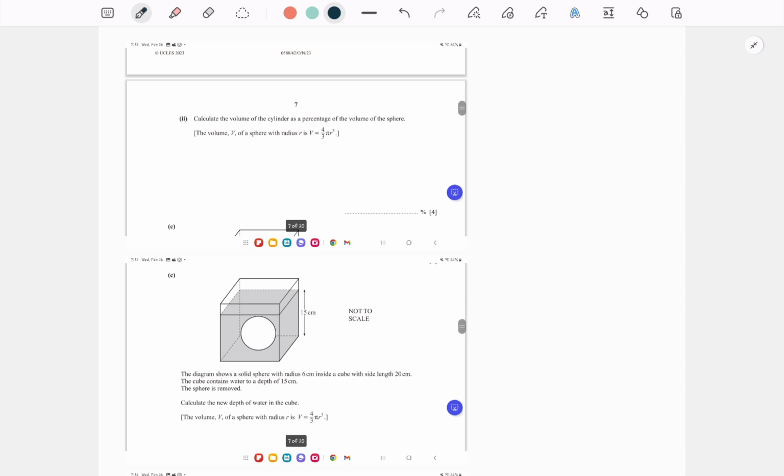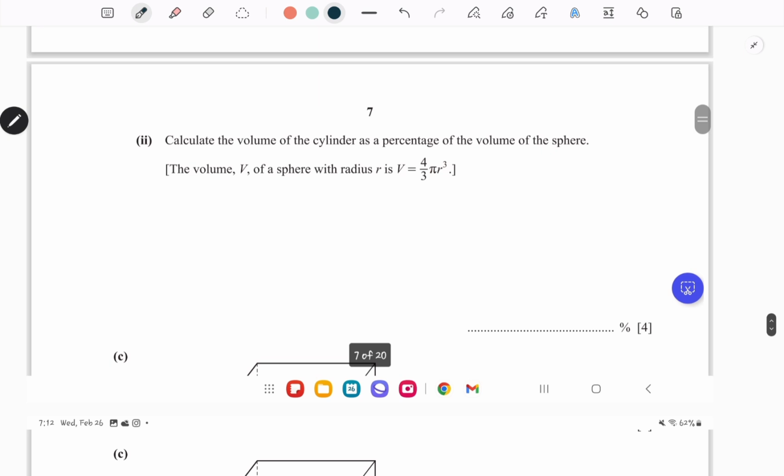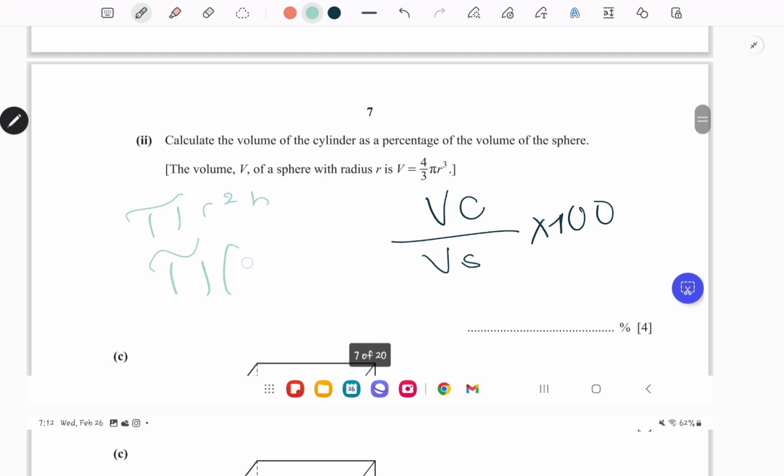All right, we move on to part 2. Calculate the volume of the cylinder as a percentage of the volume of the sphere. Very simply, what they're saying is do volume of cylinder over volume of the sphere times 100. The volume of the cylinder is pi r squared h. So it's going to be pi times the radius, which is 8 squared, times the height, which is 30, over the volume of a sphere, which is 4 over 3 times pi times the radius of the sphere, which is 17 to the power of 3.